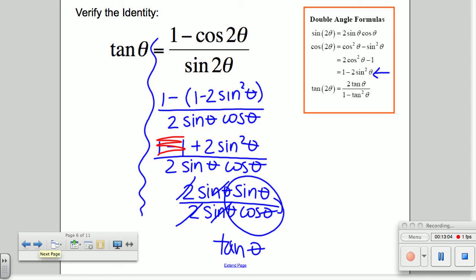Now we got lucky this time that we picked the right cosine formula right away. Had you picked one of the other ones, it might not have worked as easy and you might have had to go back and do a little bit of work. But in the end, you should be able to get down to tangent of theta. That's where we're going to end this video, and we're going to practice this in class the next time I see you.